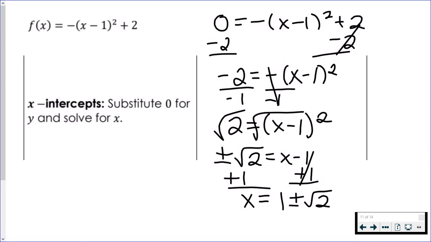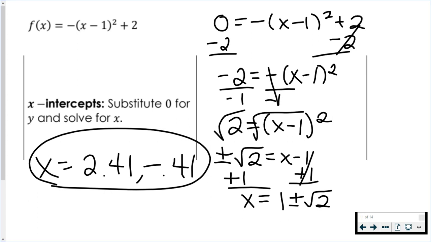Now, normally I would say to leave it like this because the question doesn't say anything about rounding. However, because you are graphing, I don't know about you, but I don't know what 1 plus the square root of 2 looks like off the top of my head. So you can put the square root of 2 in your calculator and simplify that way so that you know where to put the points on your graph. The square root of 2 is approximately 1.41 with a bunch of decimal places after that. So we end up doing 1 plus 1.41 and 1 minus 1.41, which gives us the x-intercepts of positive 2.41 and negative 0.41. And those are rounded. Those are approximate.